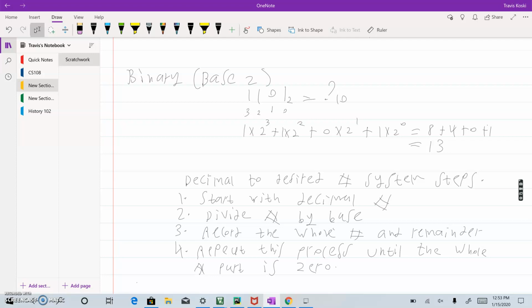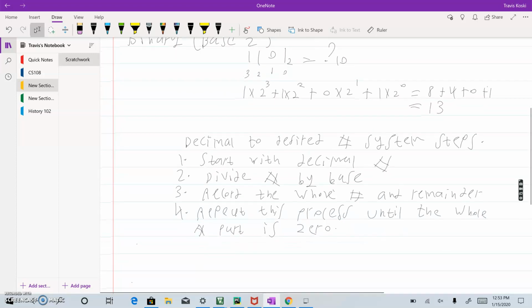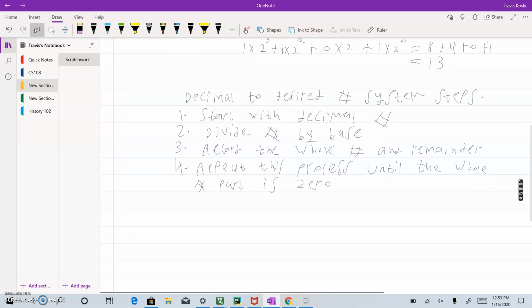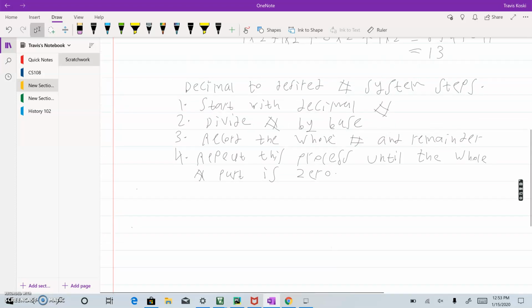But let's say we want to go the other way. Let's say that we already knew that we were working with 13 in the decimal system, and then we wanted to get back to its binary result of 1101. How do we do that? What I've done here is I've written down the steps to success in order to achieve this task for any number system. So let me read the steps and then I'll walk you through it.